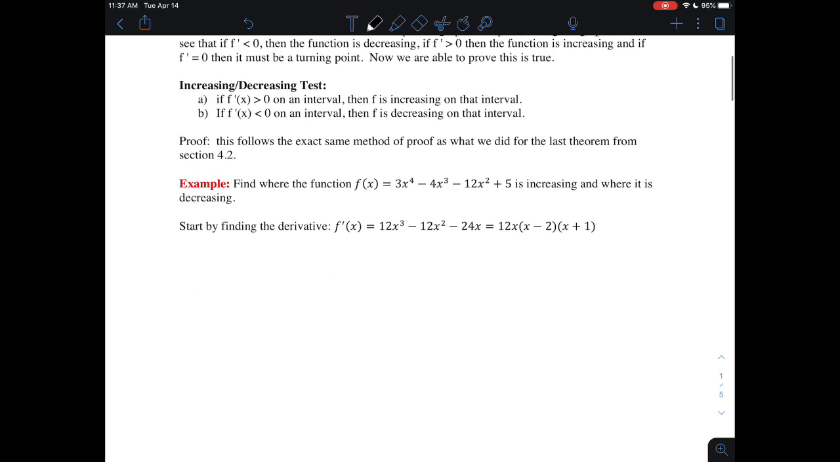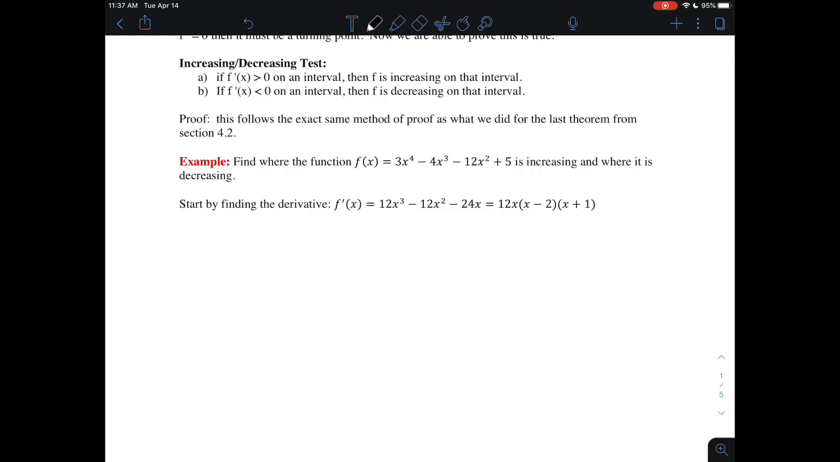So as an example, find where the function f of x equals 3x to the fourth minus 4x cubed minus 12x squared plus 5 is increasing, and also where it is decreasing. First we start by finding the derivative. F prime of x is equal to 12x cubed minus 12x squared minus 24x. For the purposes of what we need, it becomes helpful if we factor this. And this factors to 12x times x minus 2 times x plus 1.